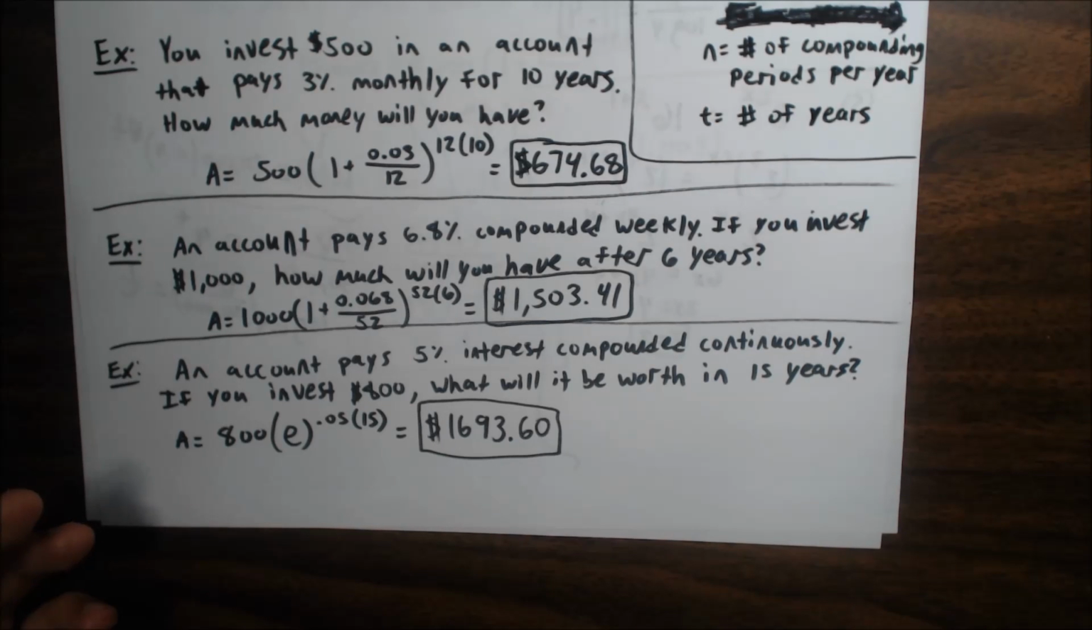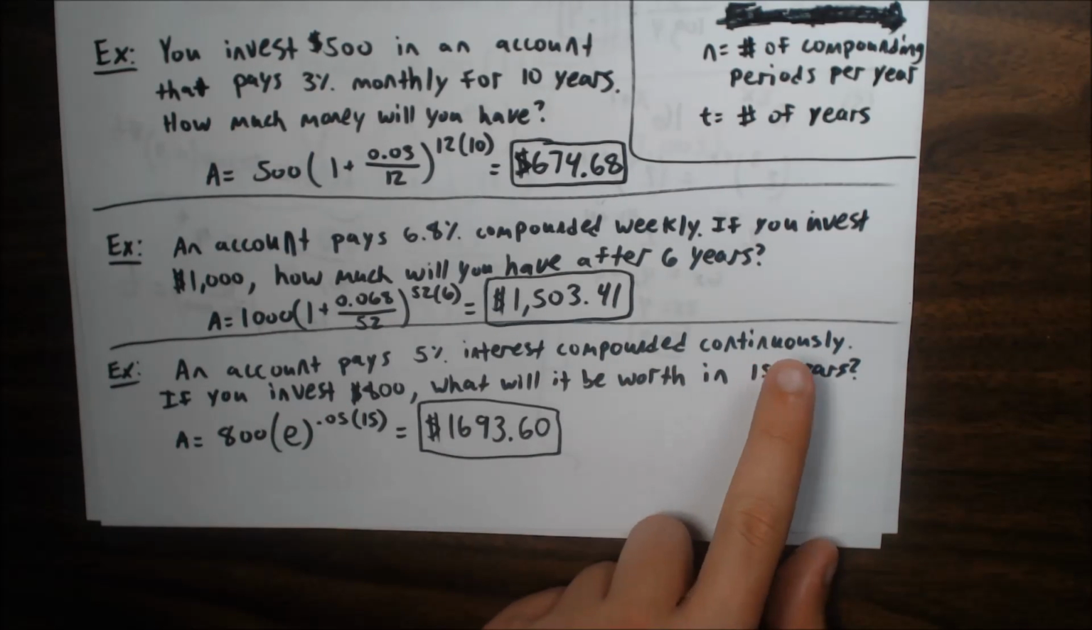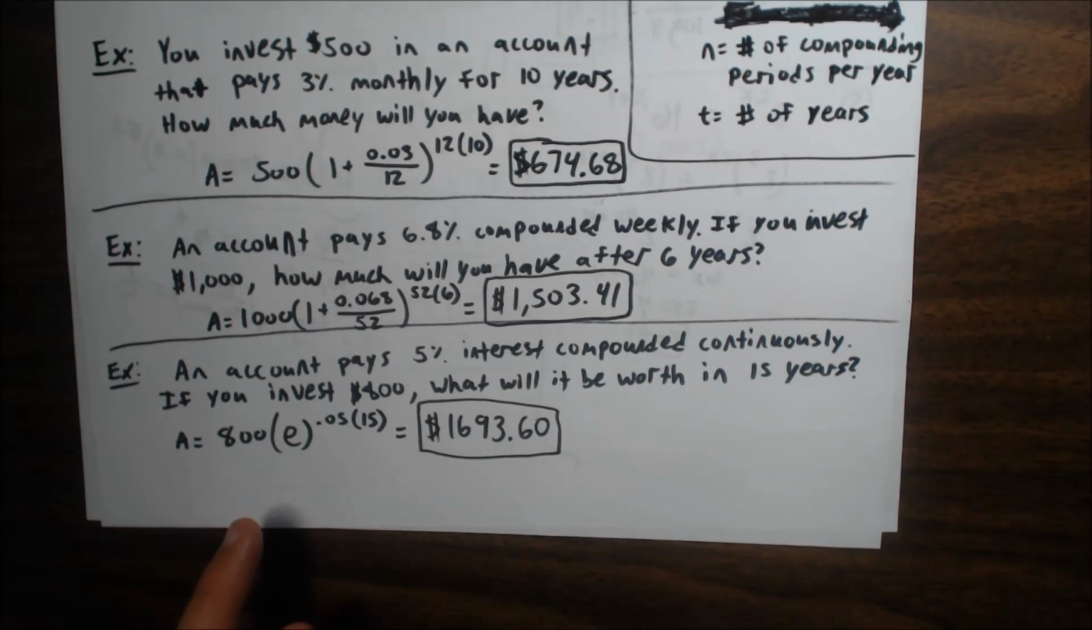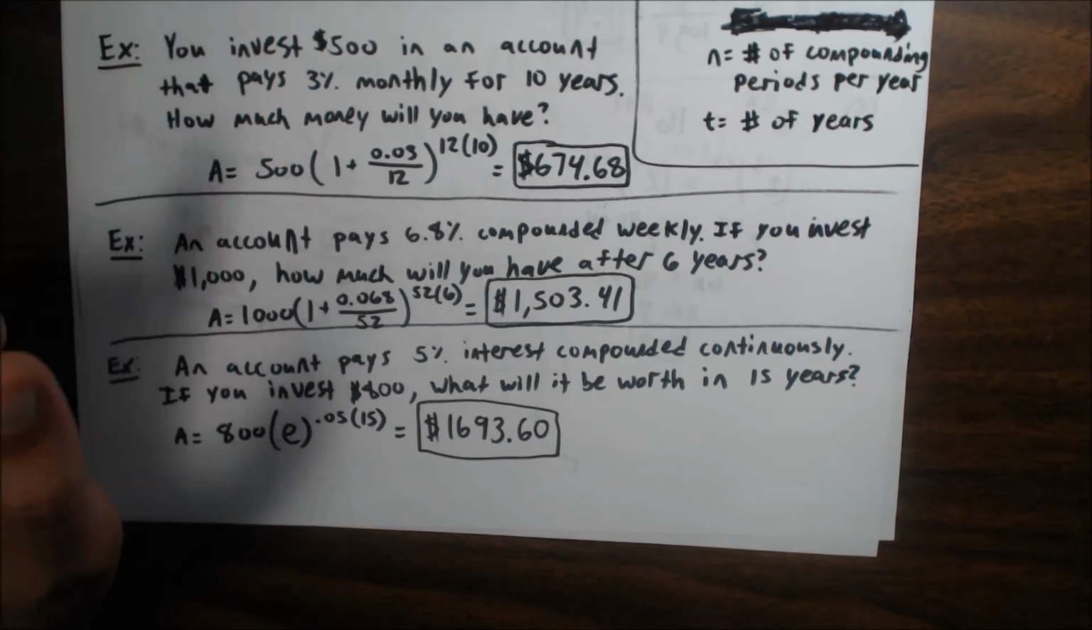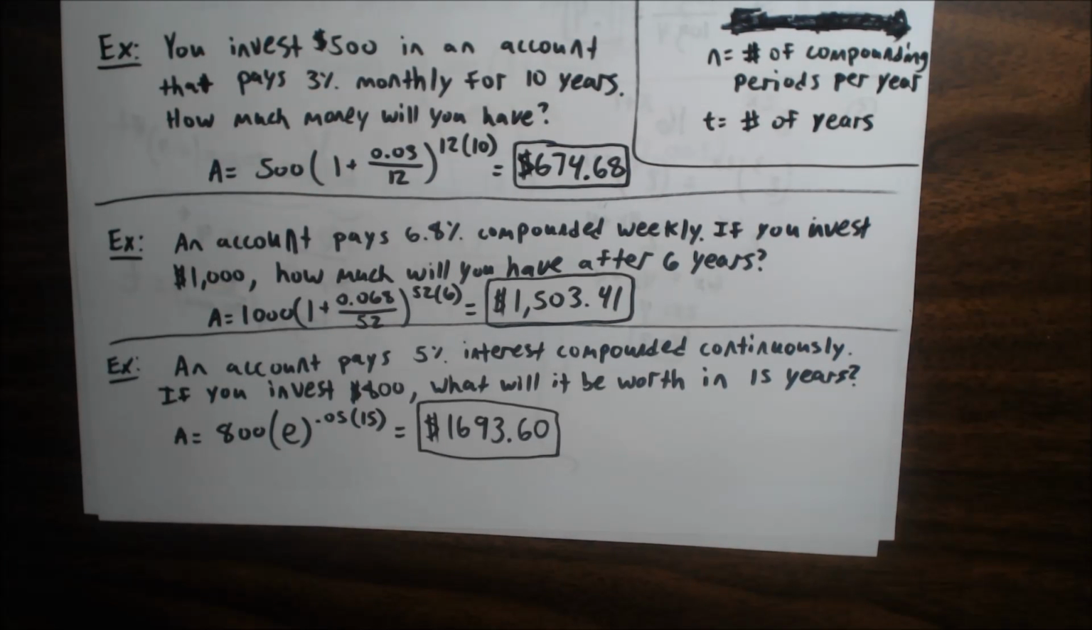Now, how can you tell the difference? How do you know when to use E and when to use the other one? Very simple. Is it compounded continuously? Do you see the word continuous in here? If yes, then it's E. If it says compounded any other amount, daily, weekly, monthly, quarterly, the most common ones would probably be monthly. You might see weekly. You might see bi-monthly and some weird things like that. Anything like that, you're going to be using this formula because that's giving you a number of times per year that it's compounded.